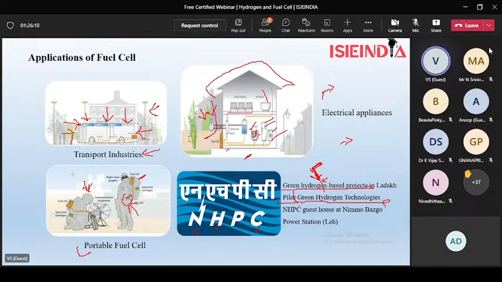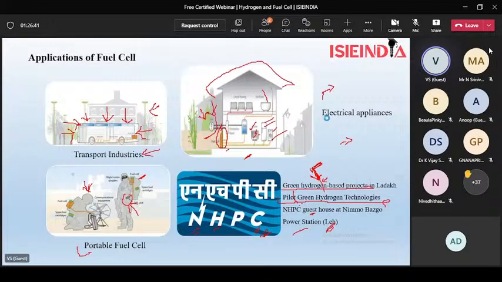Now NHPC will power its guest house at Leh in this format only. The fuel cell will give the power supply to the NHPC guest house. So this was all about the application of the fuel cell.